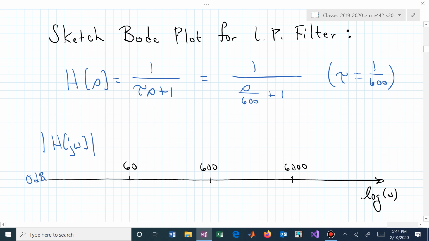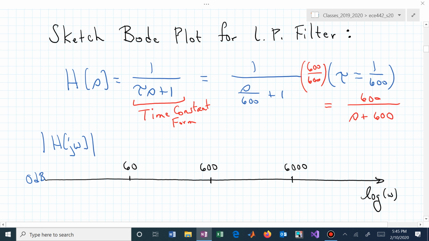You could multiply by 600 over 600, or multiply by 1, to obtain a different form. But this is our time constant form, and that's the form we use for sketching the Bode plot. If we multiplied this by 1, now you can definitely, I hope, see where the pole is located. It's at the location that causes the denominator to vanish, and that's when s is equal to minus 600.